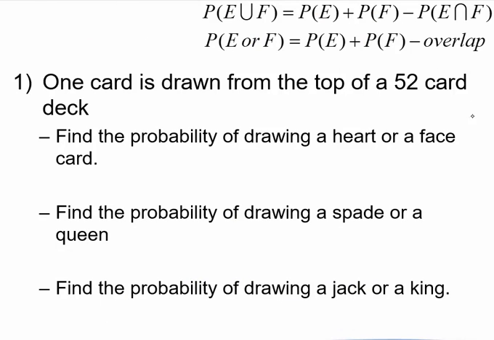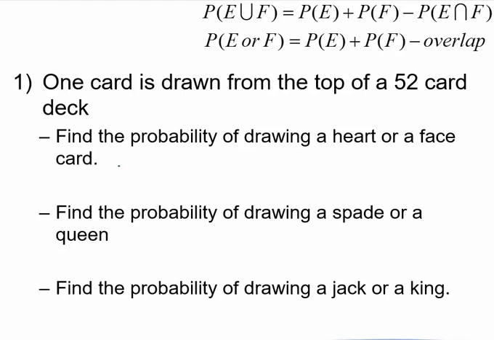Okay, and if you don't have a picture of a deck of cards or you're not great with a deck of cards, if you do a quick Google search, you could find a picture of all the 52 cards in a deck, and this will make this a little bit easier if you're not too familiar. But if you are familiar with cards, this will be kind of helpful. So the first question says, one card is drawn from the top of a 52 card deck. Find the probability of drawing a heart or a face card.